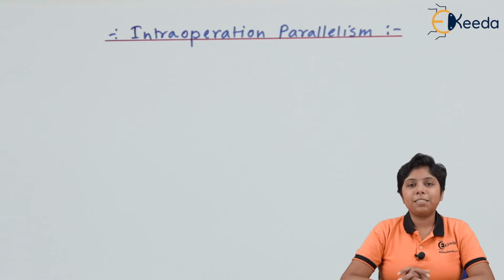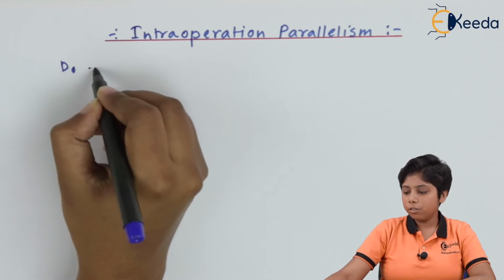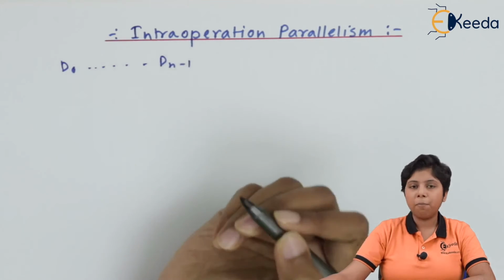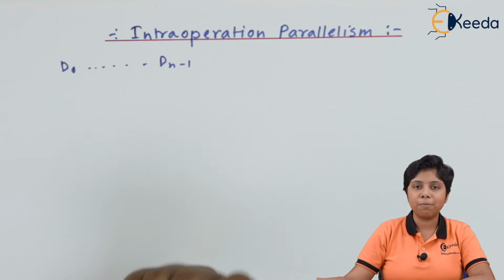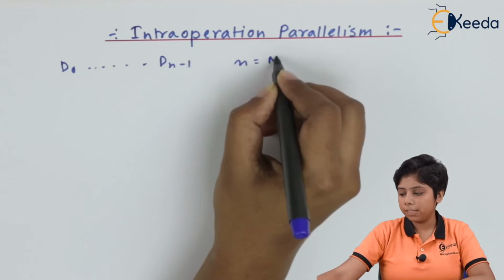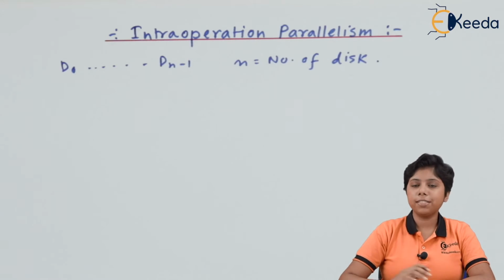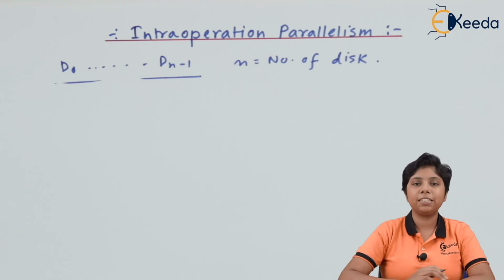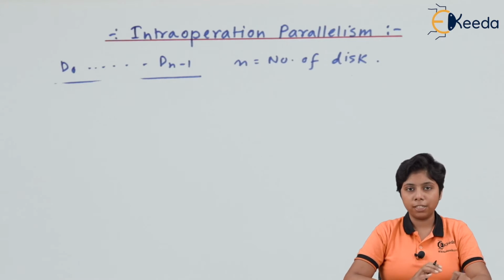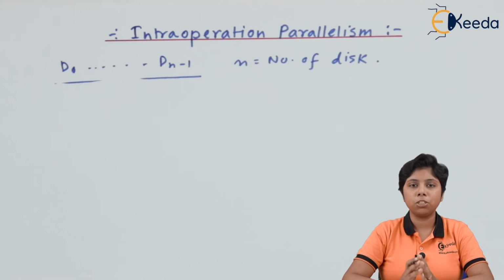Before any parallelism can be performed on the disks storing the database, the database is stored in different disk partitions, so we can consider D0 to Dn-1 as the disks storing the different database partitions, where n is the number of disks. Now we want to sort D0 to Dn-1 in parallel. Each of these disks will be sorted in parallel, and finally from the disks we can get the exact sorted database.